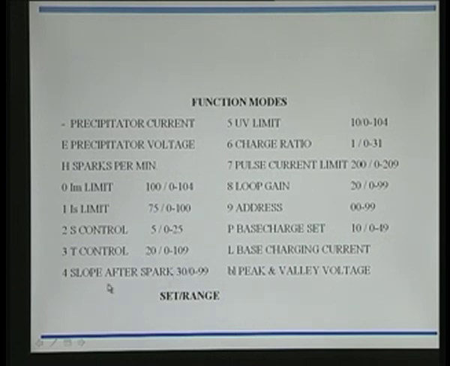T control and slope after spark, what is to be set is here, and the range that you need to cater to is here. So 0 would correspond to 0 of ADC output, binary 8 bit, and FF in hexadecimal of course, or 255 in decimal would correspond to 99 for this case, elsewhere 109 and so on. So is the case for this under voltage.